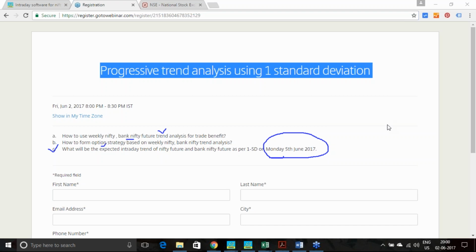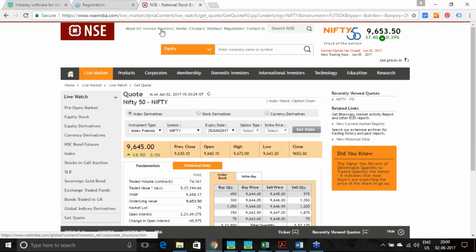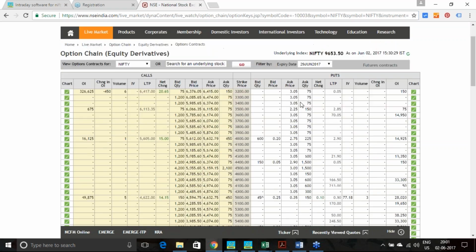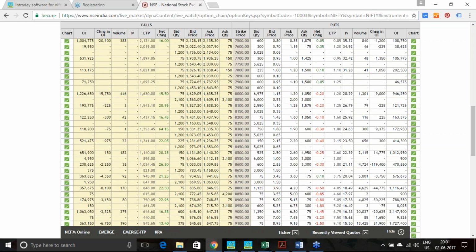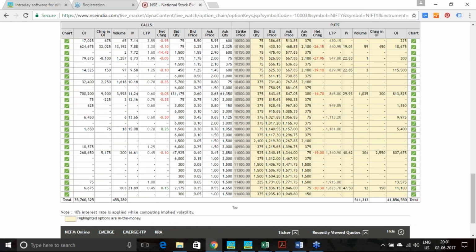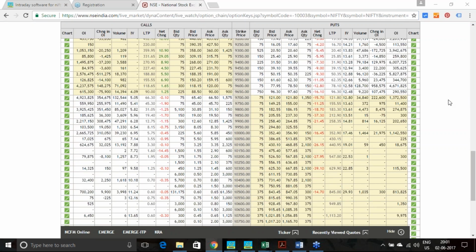So before going into this one standard deviation concept, I'll just take you across some of the basic trend analysis procedures. These are the procedures traders used to follow, and many times I have taken up this basic trend analysis factor with the traders. Many of my video lectures on YouTube also cover that. The first focus I'll take your attention to is the PCR, the put call ratio. Many of you will know this concept, but how to use this particular parameter for your trend analysis, that is very important.